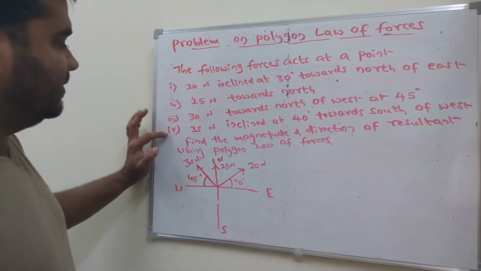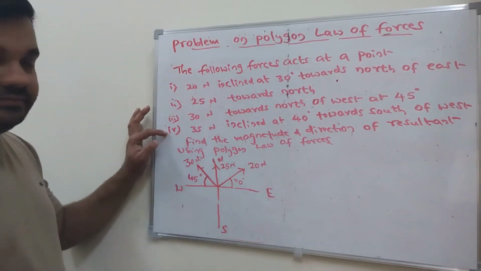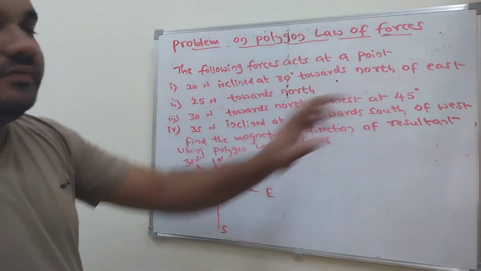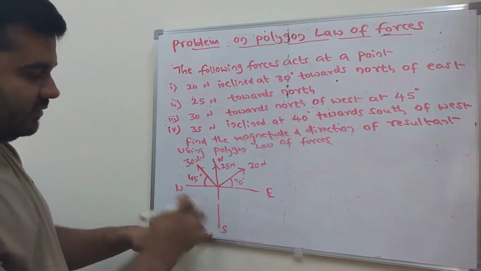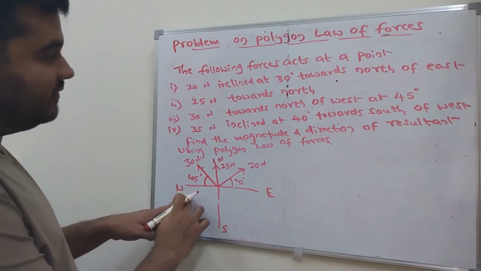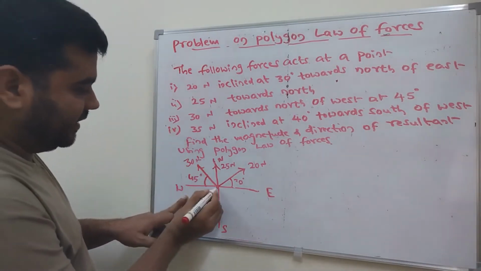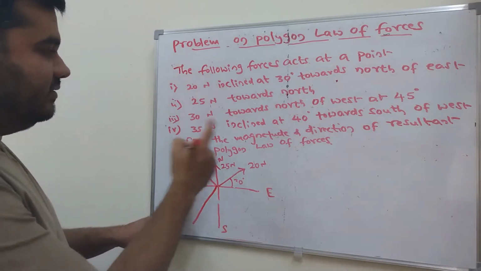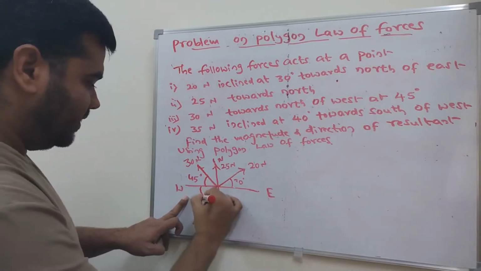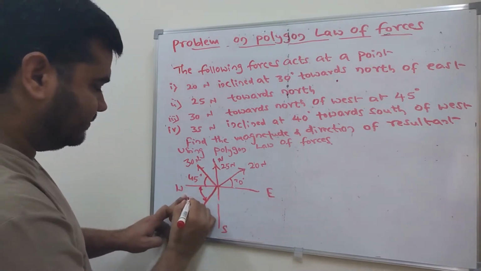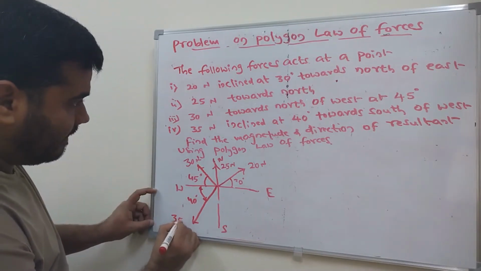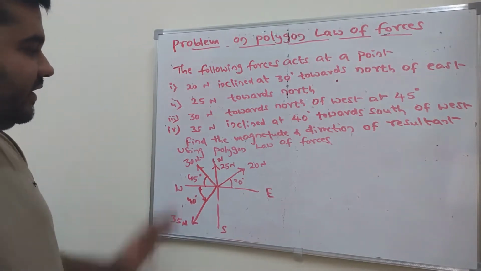Next, fourth, the force is 35 Newton inclined at 40 degrees towards south of west. First see, north, south, west, but it is towards south, but starts from west here. Start from west, that is 35 Newton inclined at 40 degrees. 40 degrees related to west here, right? It is towards south. Okay. This is 40 degrees, and this is the 35 Newton. Finish all four forces.